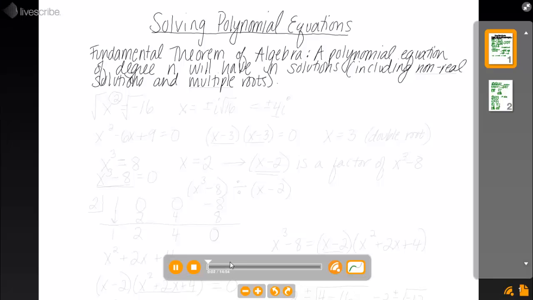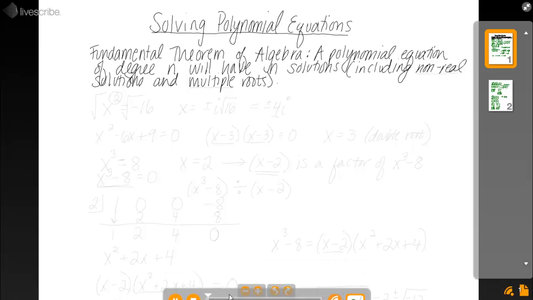Here are some examples of solving polynomial equations. First, let's take a look at the fundamental theorem of algebra. It says that a polynomial equation of degree n will have exactly n solutions. That might be something that you've figured out already, but let's take a look at a couple of examples to see if we really believe this.